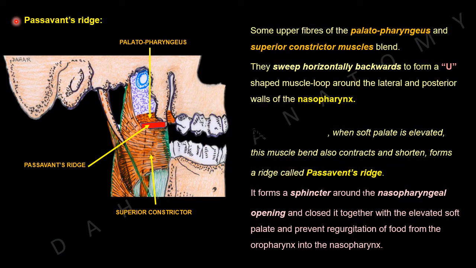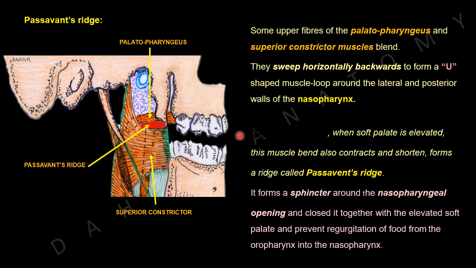Passavant's ridge. Let's see the diagram. This is right lateral view. This is superior constrictor muscles. This is palatopharyngeus muscles. Upper fibers of these two muscles, that is palatopharyngeus and superior constrictor muscles, blend together. They sweep horizontally backwards to form a U-shaped muscle loop around the lateral and posterior walls of the nasopharynx.